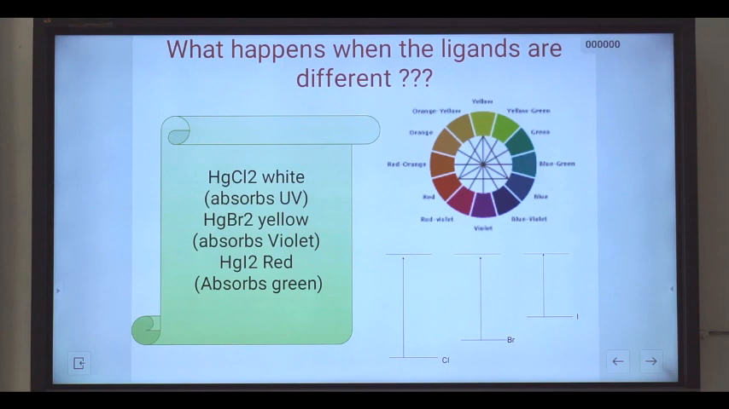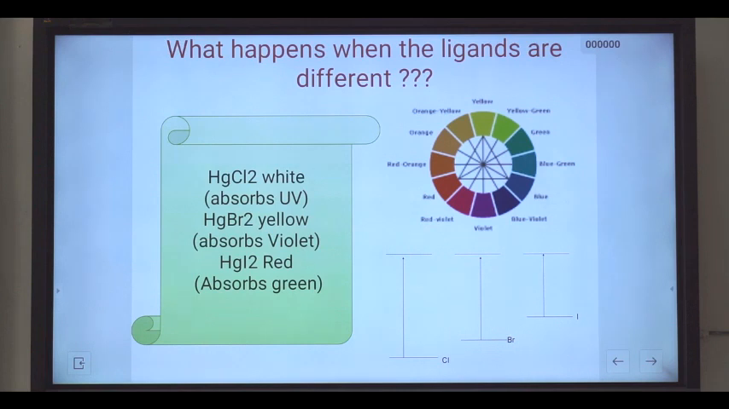Similarly, HgI2 appears red and absorbs green. So what is happening? The color is red but the absorption is green, and similarly for HgBr2, the color is yellow but it absorbs violet. It is just because of the complementary color. It's a color wheel.